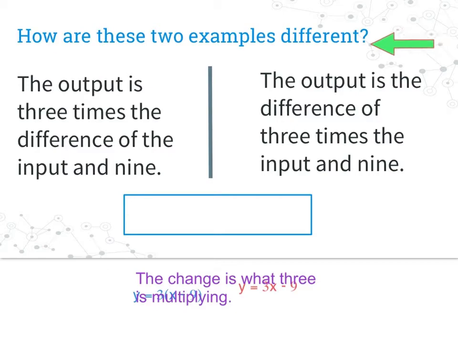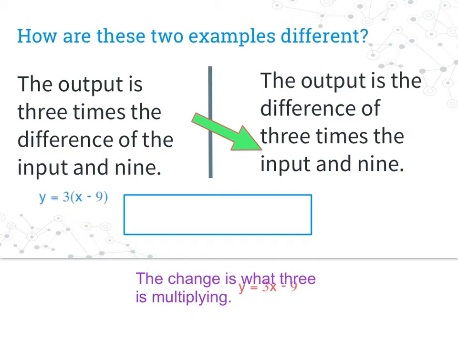The first problem talks about the output is 3 times the difference of. So when it's talking about multiplying by 3, it's talking about multiplying 3 times the difference of something. That something is the input and 9. The second problem talks about the output is the difference of 3 times the input. So it talks about multiplying 3 times the input immediately. It doesn't talk about multiplying something after something else has happened. So these two equations are actually very different.